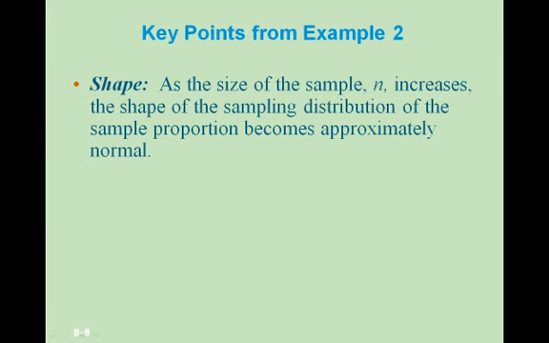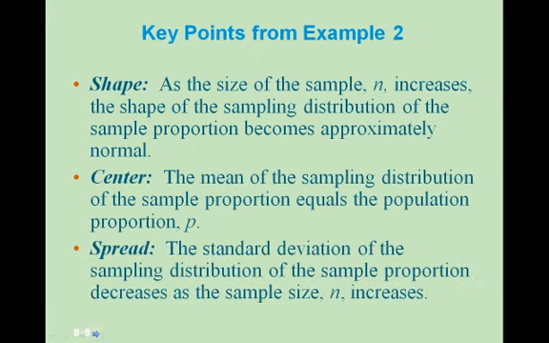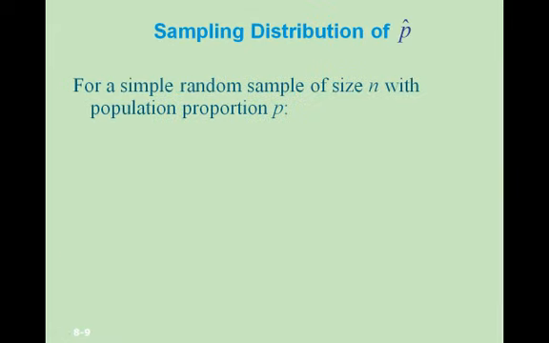So here are some key points from that example. For the shape, as the size of the sample n increases, the shape of the sampling distribution of the sample proportion becomes approximately normal. The center, the mean of the sampling distribution of the sample proportion equals the population proportion p. And the spread, the standard deviation of the sampling distribution of the sample proportion, decreases as the sample size n increases. So let's look at the sampling distribution of p hat.